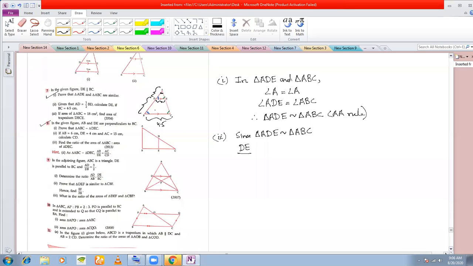So DE by BC. That means the sides opposite to the common angle, the black angle, DE by BC is equal to AE by AC. The sides opposite to the blue angles, and the sides opposite to the green angles are AD by AB. Right. So what do you see? Well, let us call this 1.